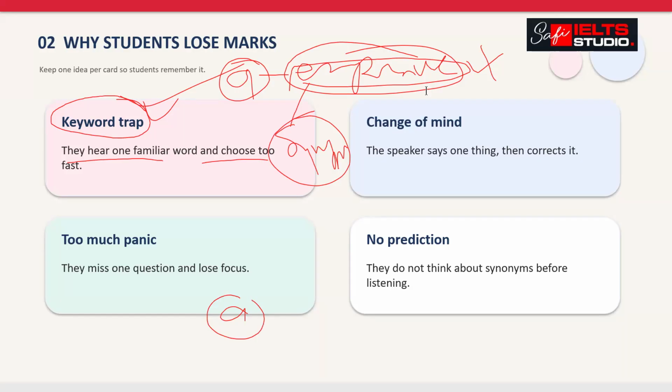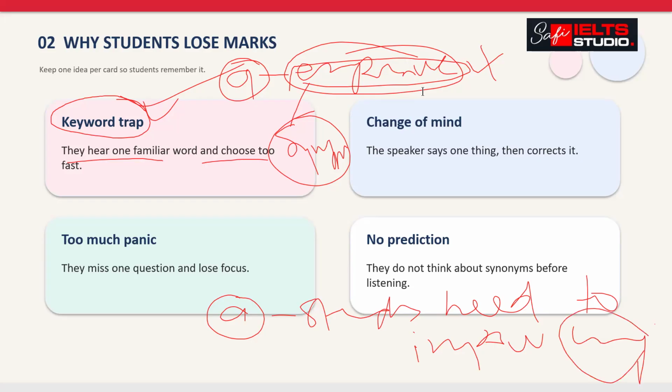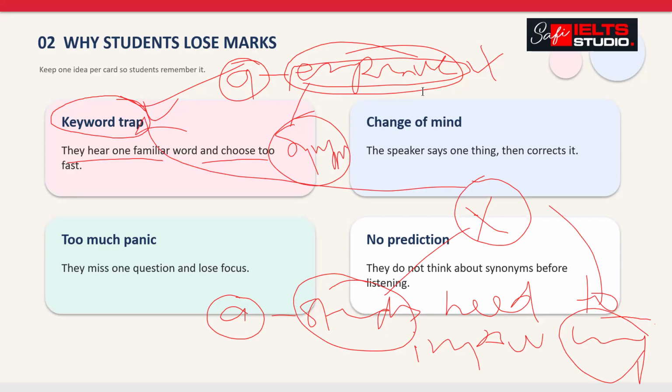like, suppose I say 'students need to improve listening'. What if you only hear 'listening', or you hear the word 'students', and believe this can be the right answer? You're wrong. Why? Because the examiner is not going to use exact words. If they use exact words, they will use them only to trap you.